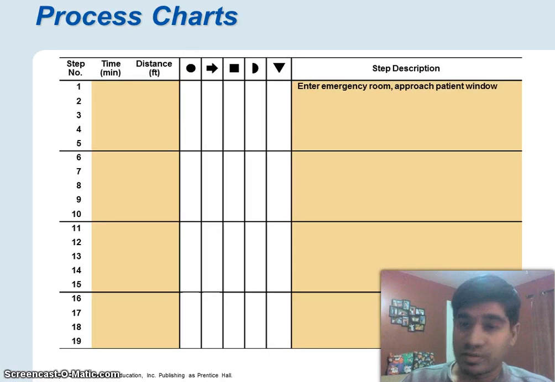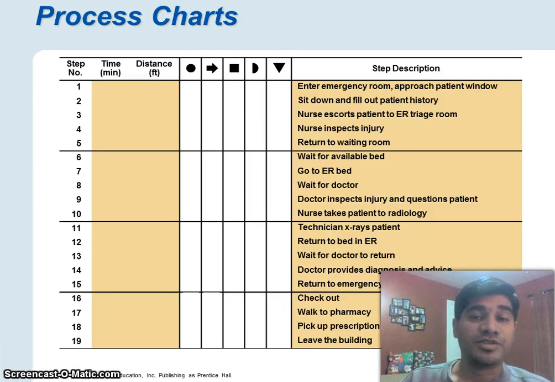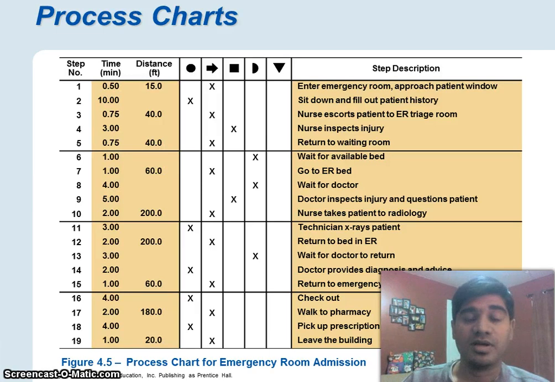So we talked about this example in which you had a process chart for getting a person into an emergency room, and then there are the steps that fill out the step description, and then there's the cross for each of the activities that is happening on each one, and then here's the time and the distance for each of these activities that you see on the chart.